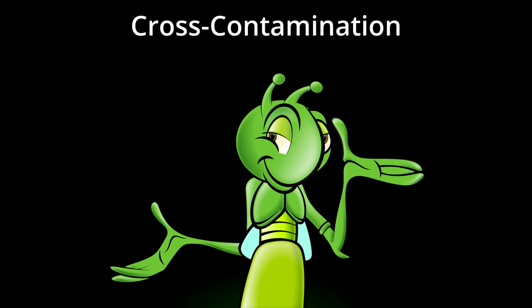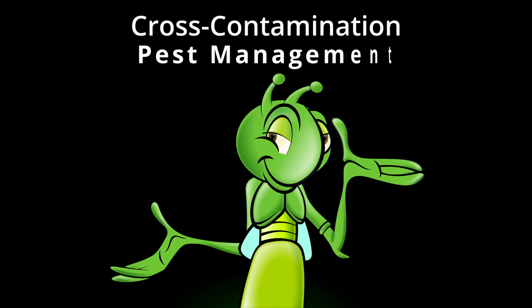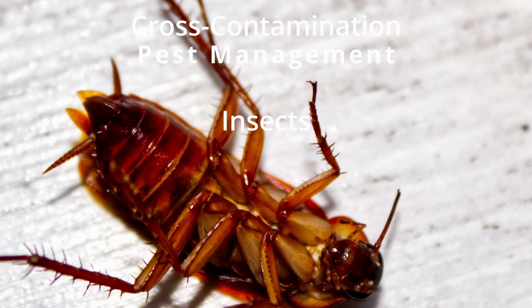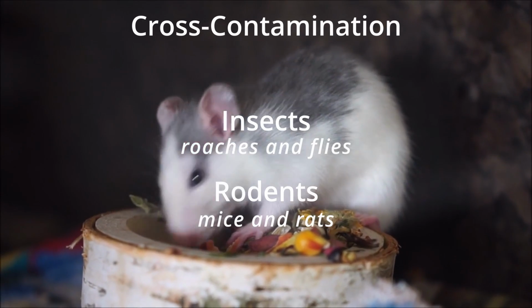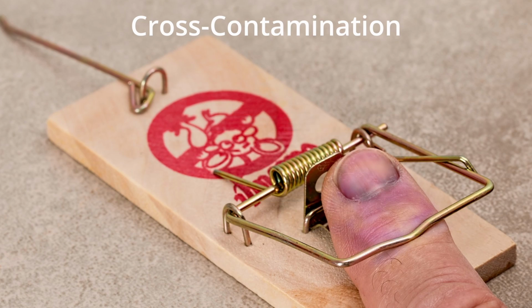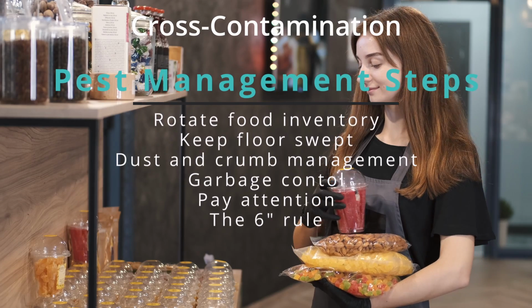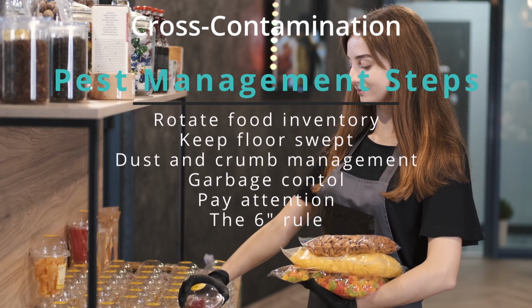The third point of cross-contamination in the kitchen is pest management. Insects like roaches and flies and rodents like mice and rats. These pests spread disease in the kitchen. One way to deal with pest management is by rotating food inventory to reduce the likeliness of nesting.